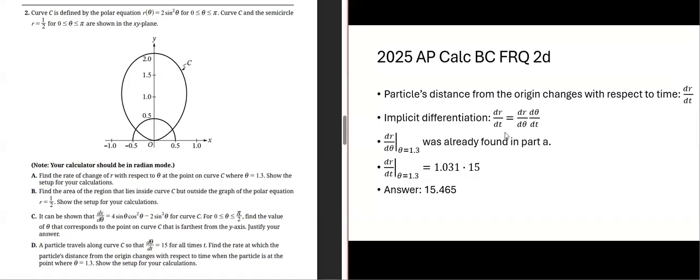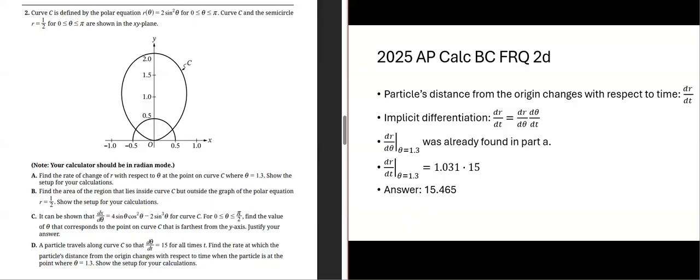Do we have dr d theta? We have it from part A. It was 1.031, right? I would keep a few more decimal places when actually calculating dr dt, so I didn't do that here, but I would do that, okay? And then d theta dt, they tell us is always 15. So do the multiplication in the calculator, you should get 15.465, okay?